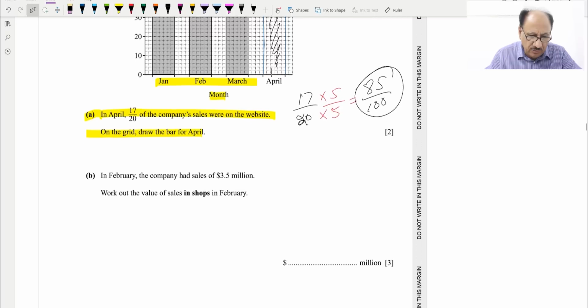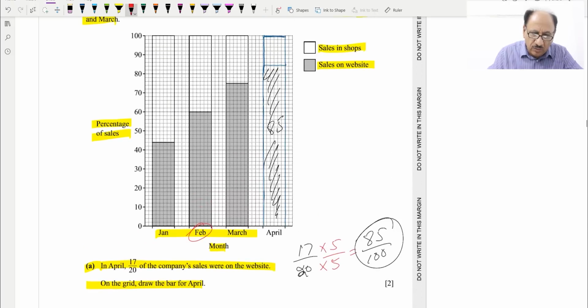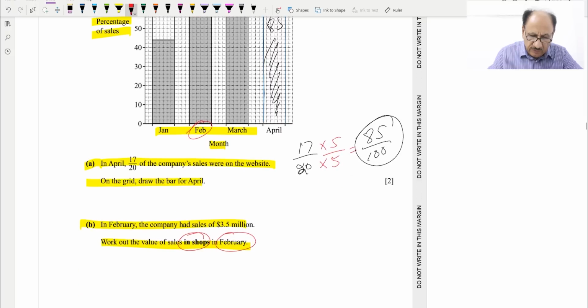Now this is done. B part says in February the company had sales of 3.5 million. Work out the value of sales in shop in Feb. So they are talking about Feb and they are talking about in shop. So Feb is this one, and in shop will be this portion, which we need to check.